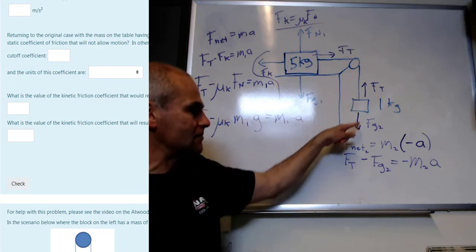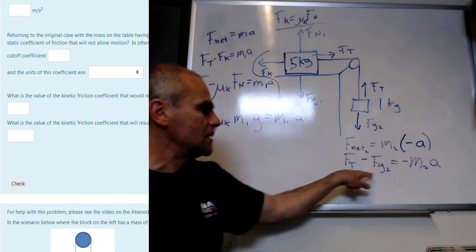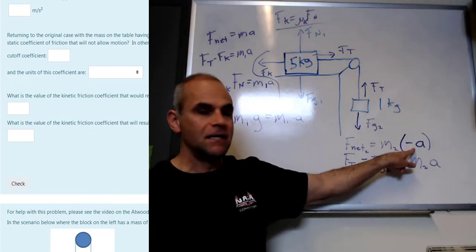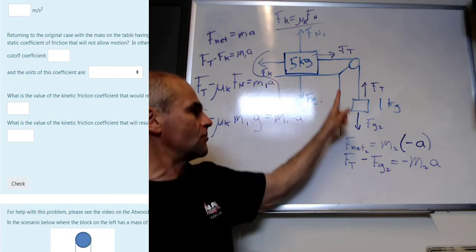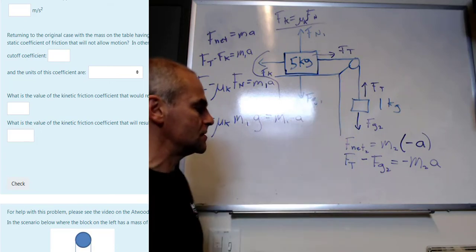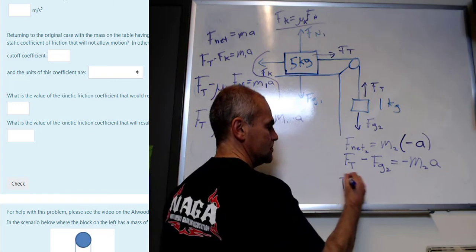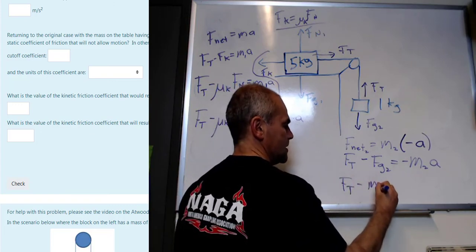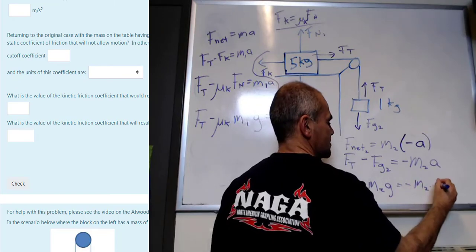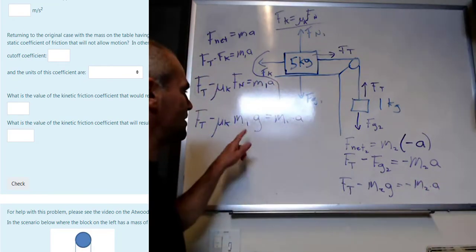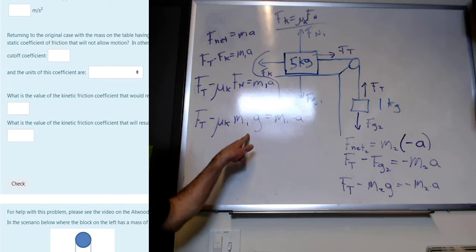I do the same for the hanging block over here. And again, I have to take minus a as my acceleration because it's going to be accelerating down. Ft is my upward force. Fg2 is my downward force. That, of course, is going to be equal to minus m2 times g. That's going to be equal to minus m2 times a. So now I have two equations, two unknowns.